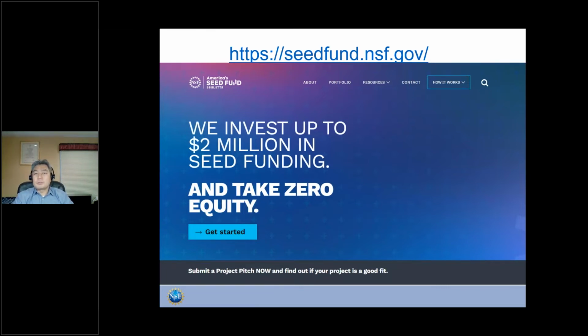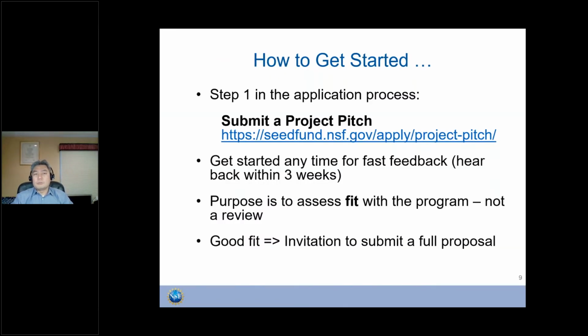And how it works on the upper right-hand corner, that gives a step-by-step guideline on what to do when coming to NSF for funding. I will go through some of these steps as we go through these slides. So the first step in the process is to submit a project pitch.